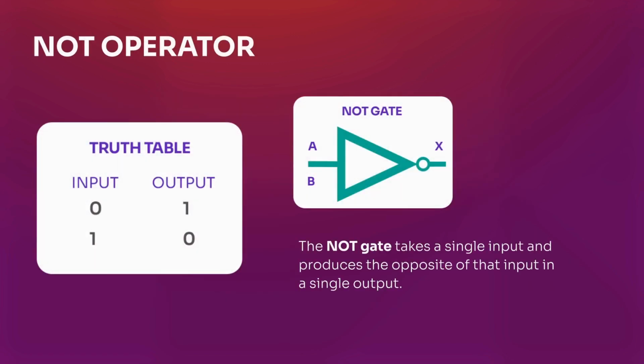NOT operator. For the NOT operator, we see the truth table on the left and the NOT gate on the right. The NOT gate is also known as a logical inverter, where the output is the opposite of its input. A NOT gate reverses the logic state. If the input is 1, then the output is 0. If the input is 0, then the output is 1.